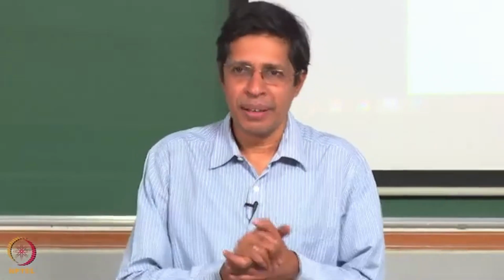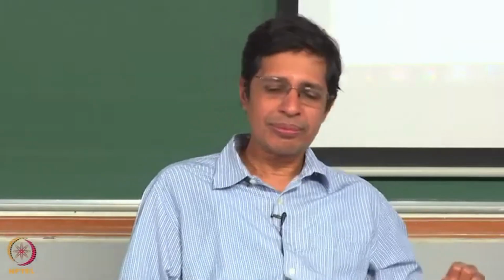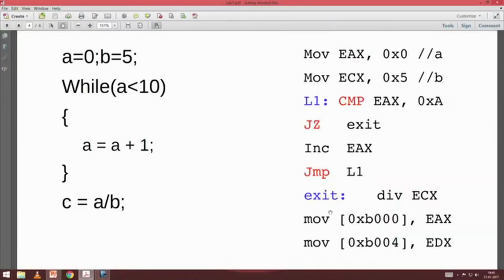Okay, so now when we come to exit, we do a division. Now I say div ECX, because B is mapped onto ECX. So we are only giving the denominator here. Where is the numerator? Where is EAX? You have to do EAX by ECX. EAX is storing A, ECX is storing B. I should do EAX by ECX.